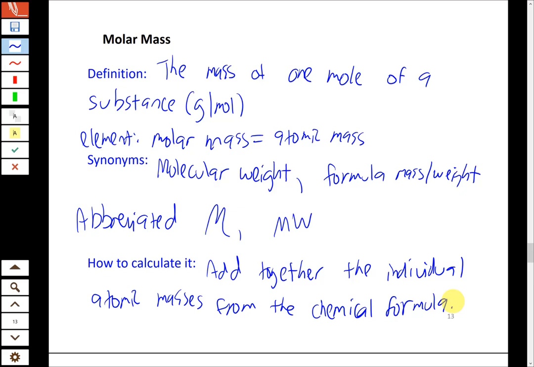All right, so that's how we calculate molar mass for any substance.